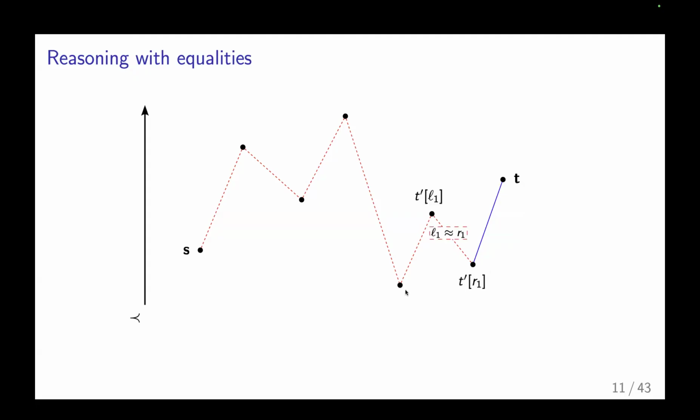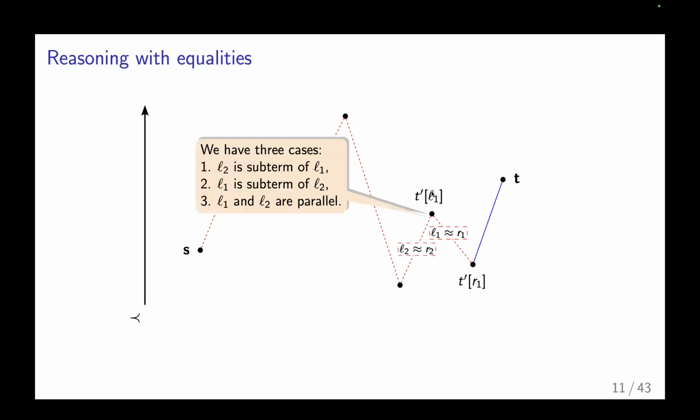And if we look at how it looks like, we have some term T prime, which contains some term R1, and we use an equation L1 equals R1 to go up and get this term T prime L1. And there is also a second rewrite after this, and there are three cases. Either L2 is a subterm of L1, or L1 is a subterm of L2, or neither of these, and the two terms are in parallel positions.